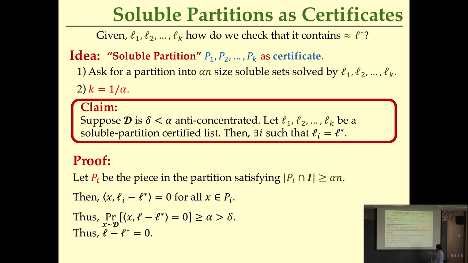But going back to our argument, it's the same argument we did before. We know that if I project x in the direction Li minus L star, it must evaluate to zero on alpha fraction of the inliers. If you extend that to the distribution, with a large enough sample, then on the distribution it must hold that in the direction L minus L star, x projects out to zero with probability about alpha. And if that is strictly bigger than delta, you have a contradiction unless L minus L star equals zero. That's it. Okay, so it's basically going back to our argument and fixing it.